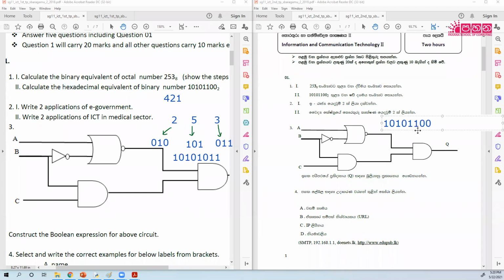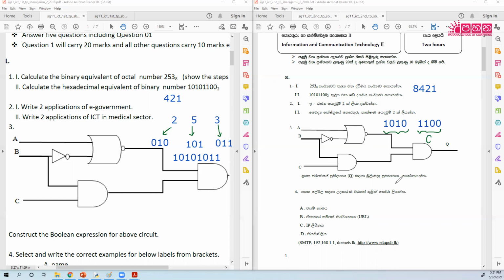Right, we know that we have to make it a group of 4 bits. So I will put groups of 4 bits. Now the positional values are 8, 4, 2, 1, right? The first one we have 8 and 4. So 8 and 4, that is 12. So that means this is C.